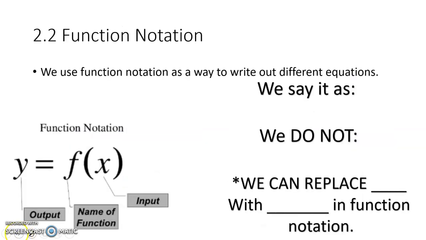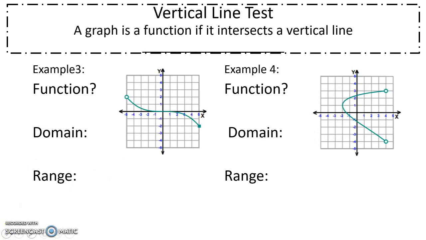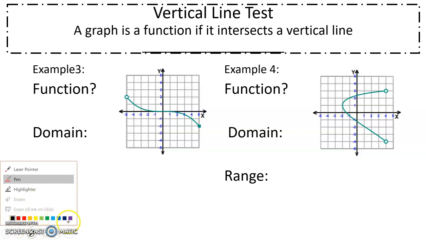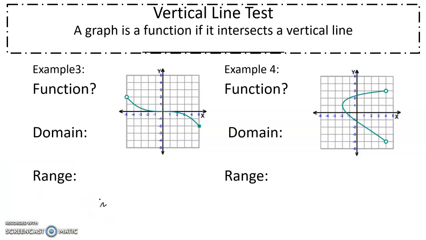Alright, so I think this will be the last slide of the notes for this. Okay, so vertical line test. So basically, we're determining if a graph is a function now. So instead of determining if a set of points is a function, we're looking at whether or not we have a graph being a function. So we do what's called a vertical line test.